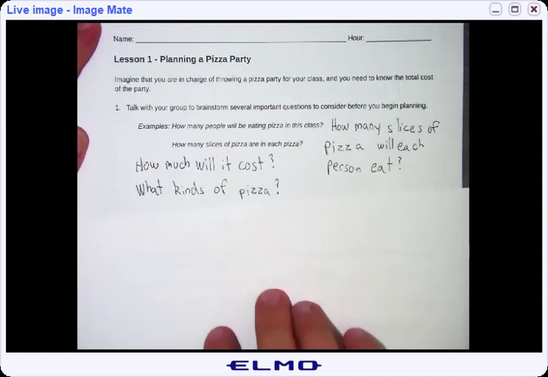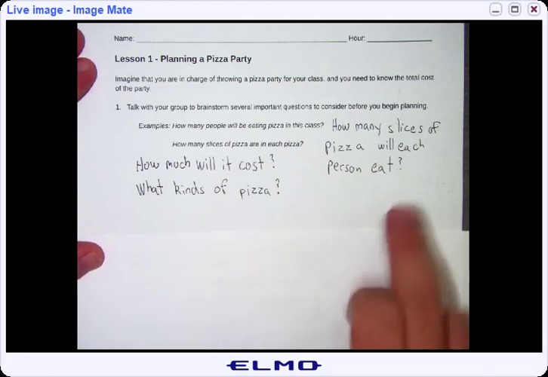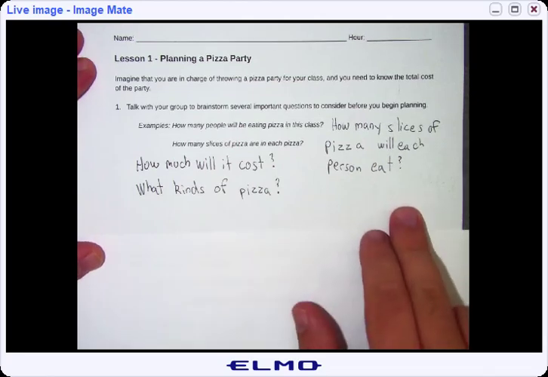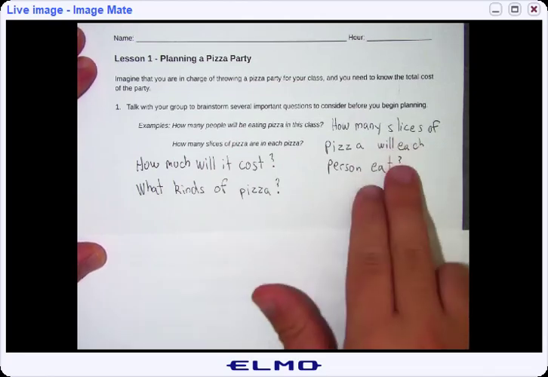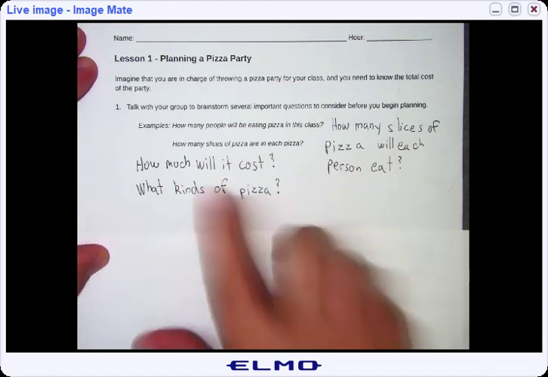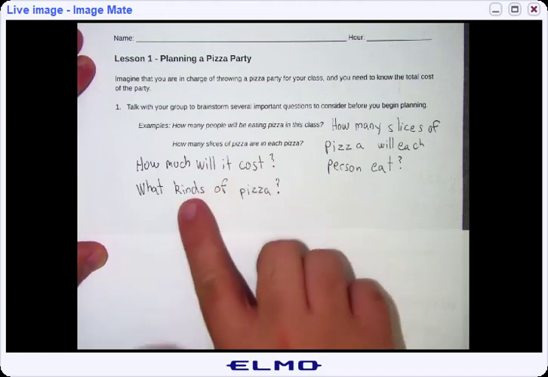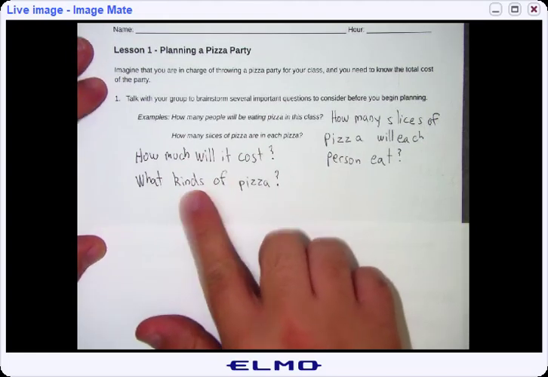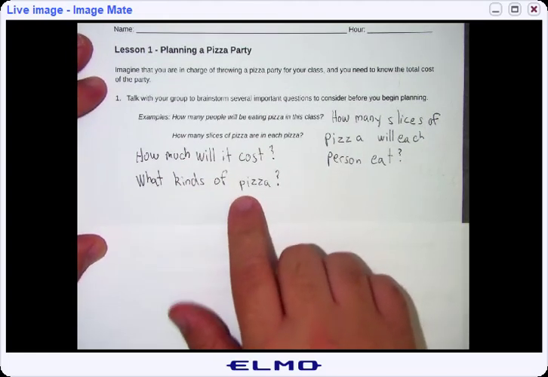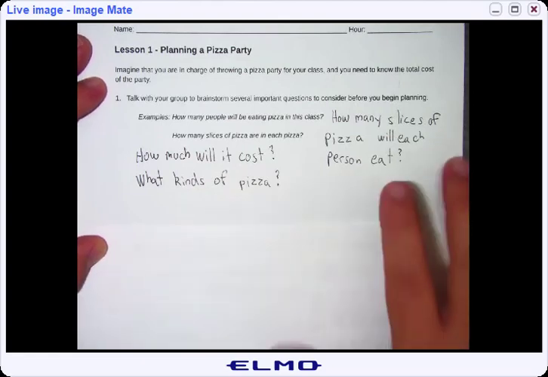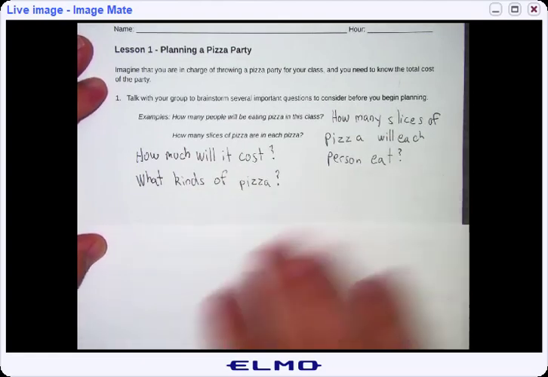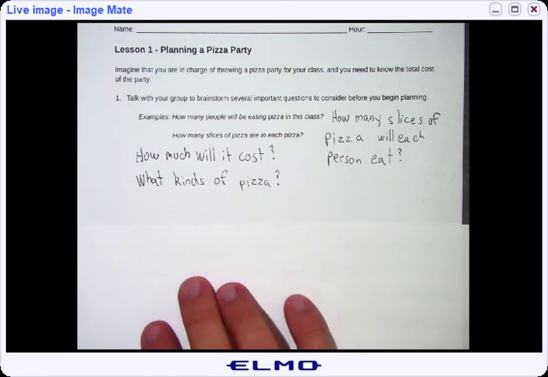Okay, I came up with some questions of my own, and I wrote those down here. So I came up with how many slices of pizza will each person eat, right? That's an important thing to know for when you're planning a pizza party. How much is it going to cost? Like how much are you going to get to be able to spend total? And then one of the big things is what kind of pizza are we buying, right? Are we getting it from a certain place? Are we getting different kinds of pizza like pepperoni or sausage, all those kinds of questions, right?